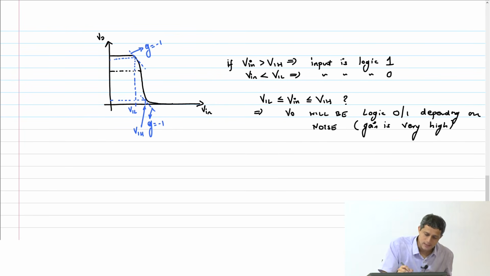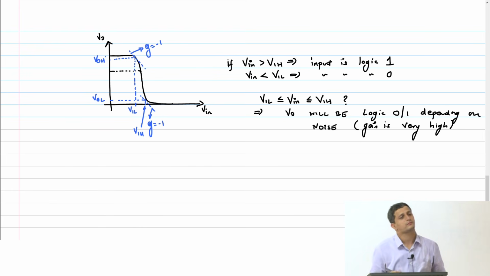Okay, so these corresponding Y intercepts are my output VOL and VOH. Okay, so VOL is actually very close to 0, VOH is very close to VDD. Okay, but VIL and VIH are not like that. That's actually very close to VDD by 2. Somewhere around VDD by 2, this change is going to happen, right?